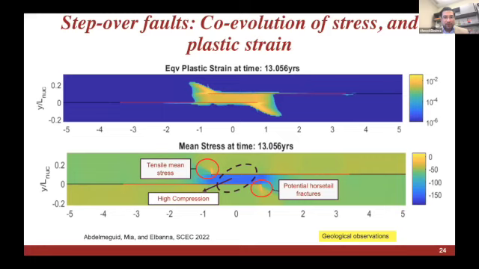We also see a co-evolution of the stresses and the plastic strain. You see again an example of seismogenesis here. You get a heavily plastically deformed region with some branches here that looks like the horsetail kind of structural features that people observe in these regions. And associated with this, we see a big increase in the compressive stresses, in the mean stress.